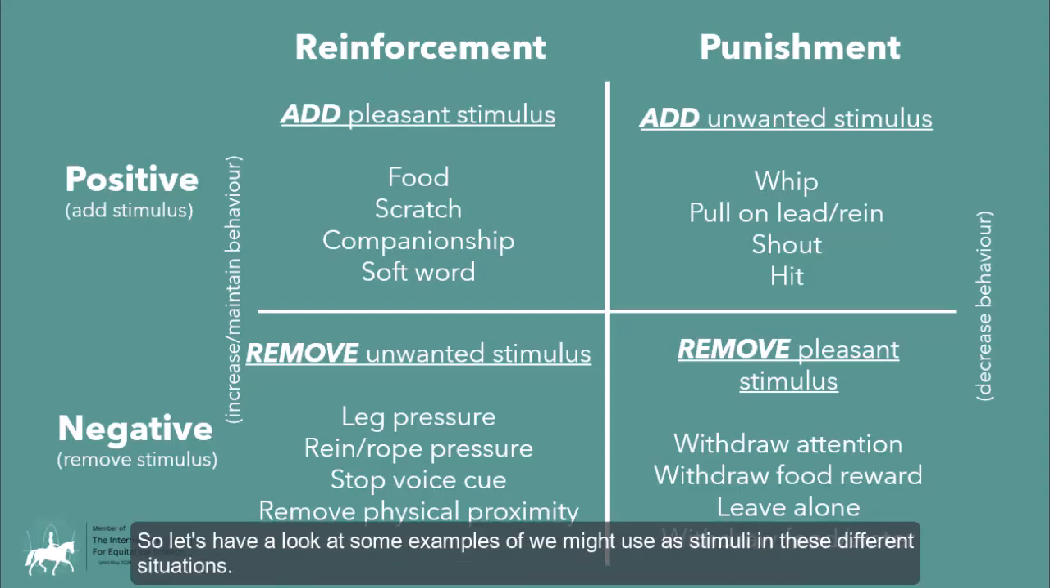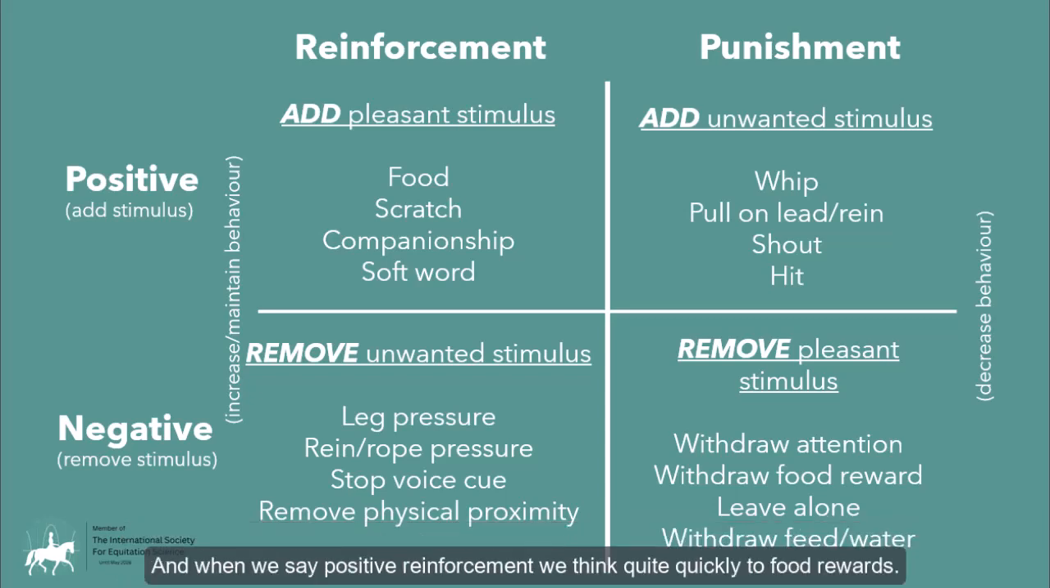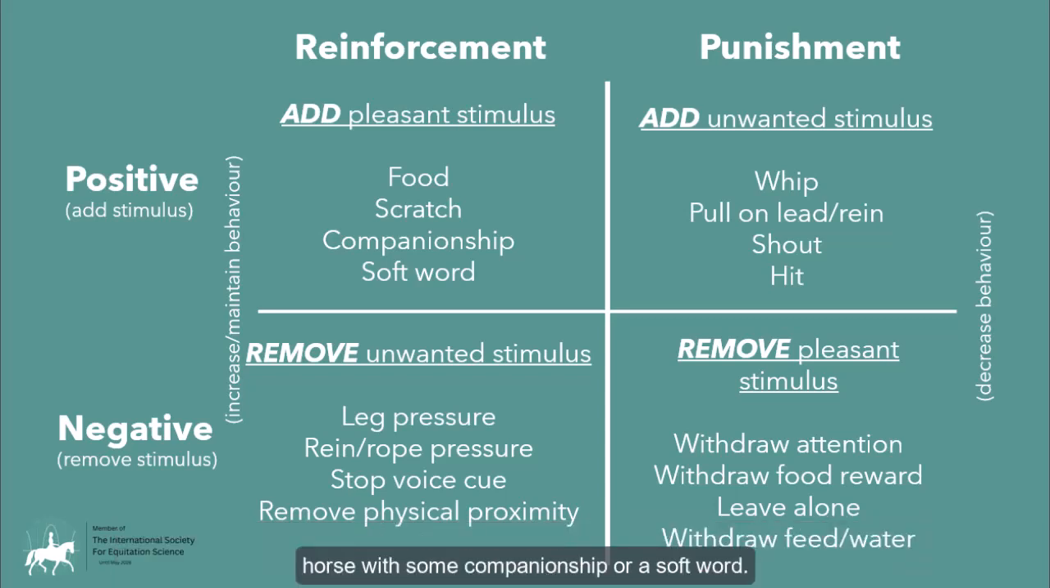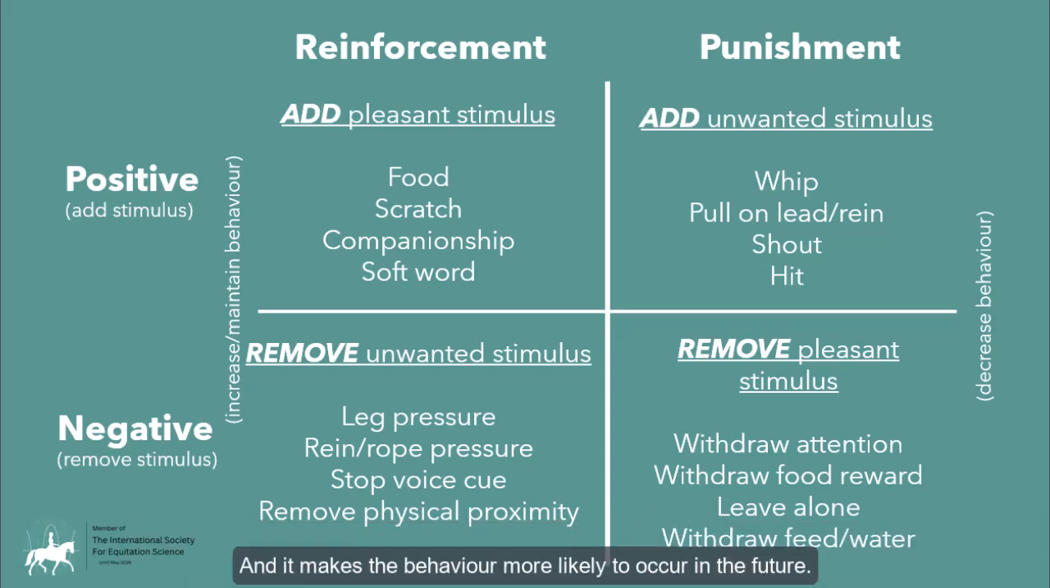So let's have a look at some examples of what we might use as stimulus in these different situations. So let's have a look at reinforcement. We'll start with positive reinforcement, trying to increase a behavior in the future. And we think quickly when we say positive reinforcement, we think quite quickly to food rewards. And that's a good example. We might use a scratch or a stroke with a horse. We might provide the horse with some companionship or a soft word. Those are all forms of positive reinforcement. We add something that the horse does want, and it makes the behavior more likely to occur in the future.